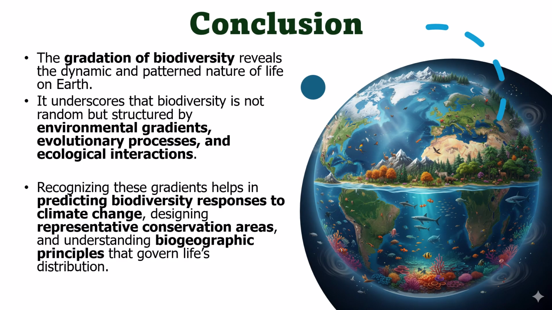To wrap up, the gradations of biodiversity highlight the structured and dynamic nature of life on Earth, showing that species richness and composition are shaped by environmental gradients, evolutionary processes, and ecological interactions, rather than occurring randomly. Understanding these patterns is crucial for predicting how biodiversity will respond to climate change, as shifts in temperature, precipitation, or habitat conditions can alter species distributions along gradients.